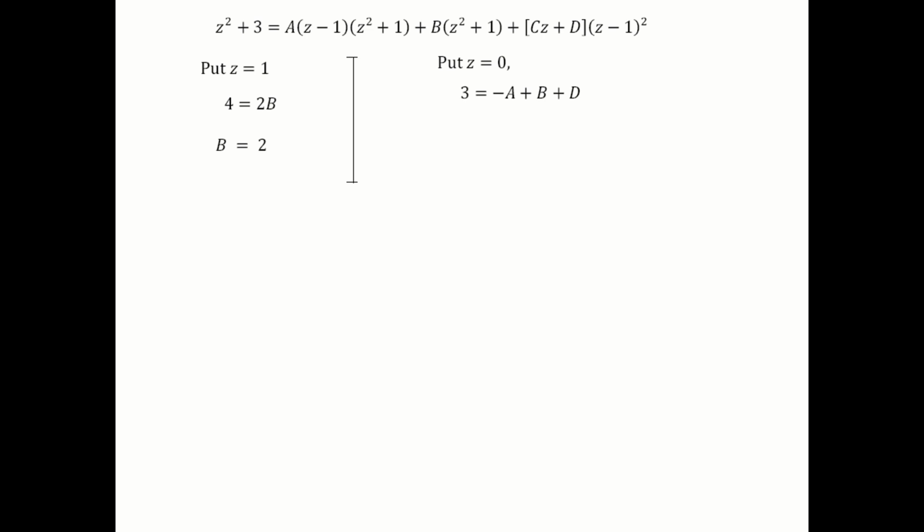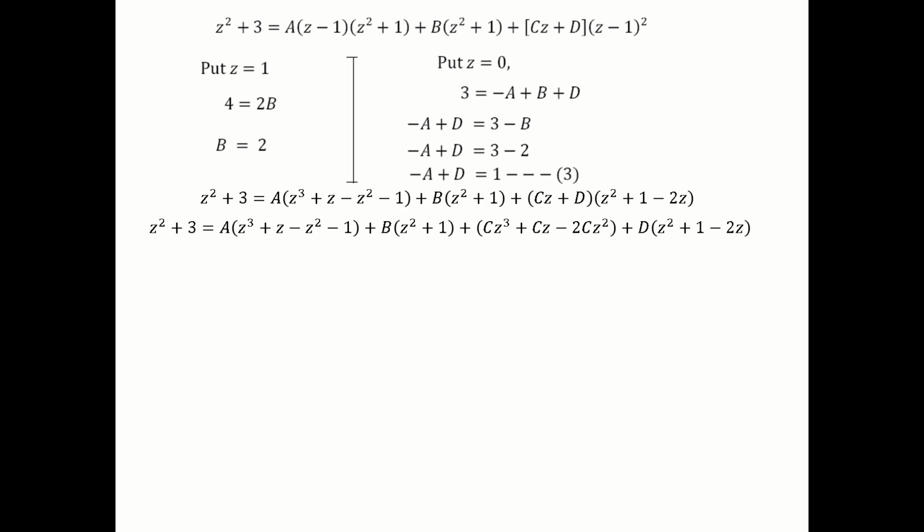Now z square plus 3 is equal to, now multiply and remove the brackets. z into z square, z cube, z into plus 1, z, minus 1 into z square, minus z square, minus 1 into plus 1, minus 1, plus B into (z square plus 1), second term, plus third term (Cz plus D) into (z minus 1) whole square, (a minus b) whole square, a square, z square plus 1 minus 2z. So z square plus 3 is equal to A into (z cube plus z minus z square minus 1) plus B into (z square plus 1). Last term, removing the brackets.